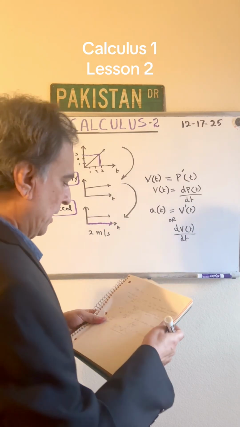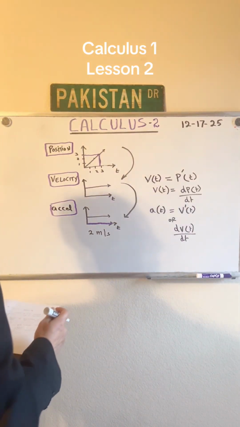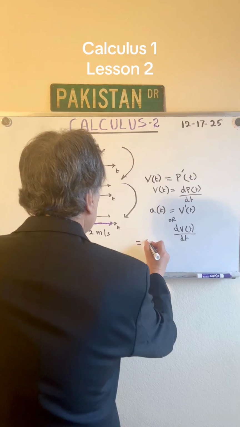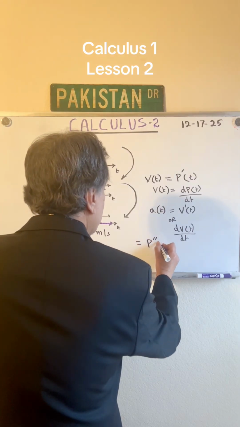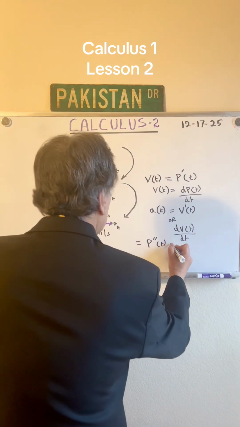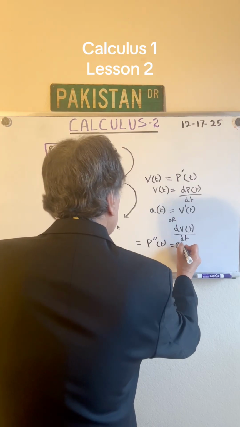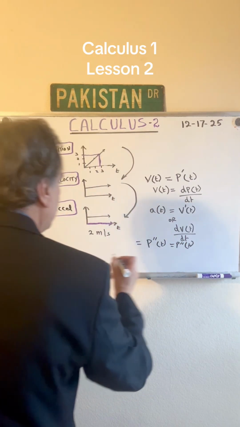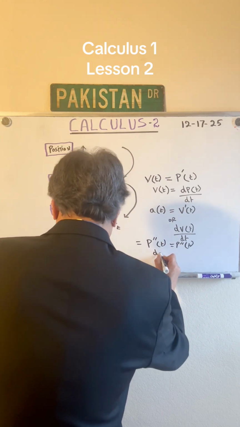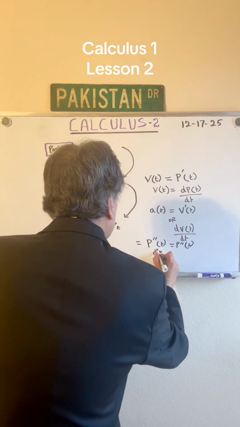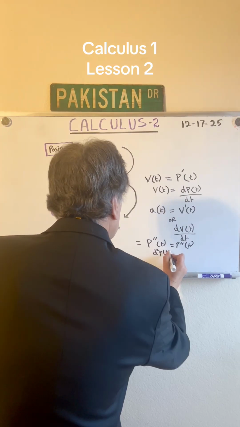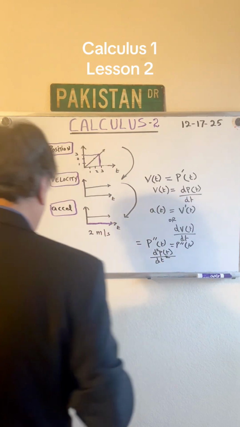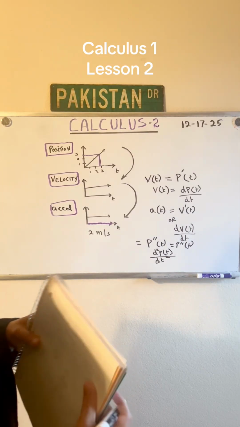Now I can also write this as p double prime, which means the double derivative, is equal to p double prime of t, or I can write this as d squared p(t) over dt squared.